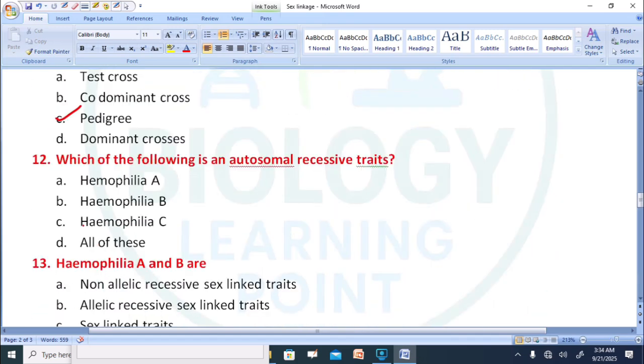The next question: which of the following is an autosomal recessive trait? Option A hemophilia A, option B hemophilia B, option C hemophilia C, option D all of these. So the right answer is option C.